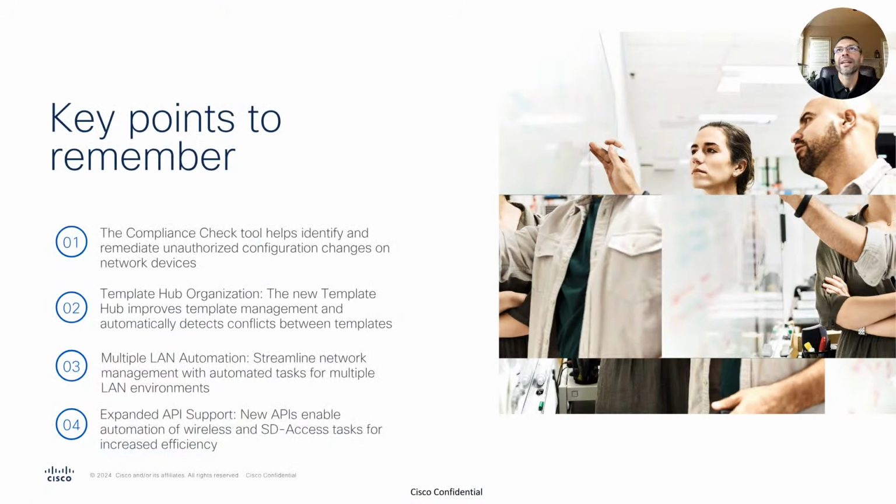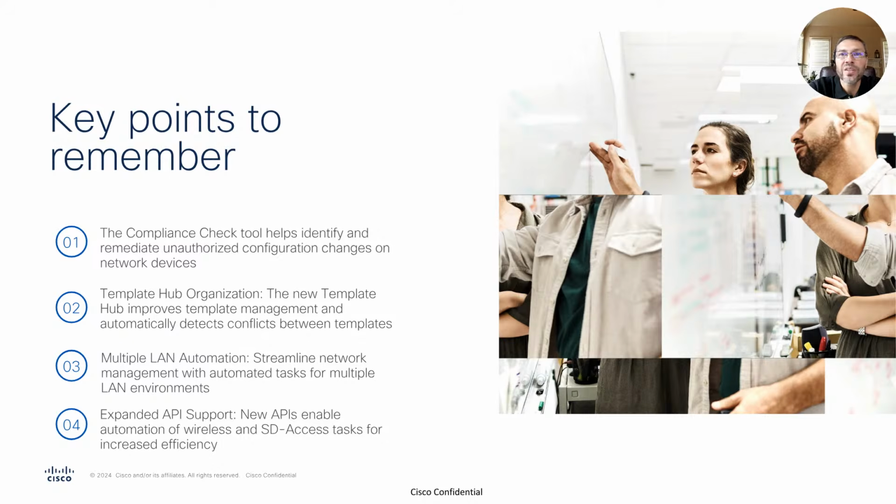All right, guys. Excellent demo, Casey. Appreciate it. And here we'll go ahead and cover our key points to remember. Like Casey shared, with the compliance checker tool, now you can identify and remediate issues if your configurations have changed on your network devices. You've got your template hub organization. So we got our new templates that help improve the overall management and automatically detect conflicts between templates. Our multiple LAN automation, so you can streamline your LAN automation tasks in your LAN environment. So now you could do 5 simultaneous upgrades at 5 different sites to save you time.